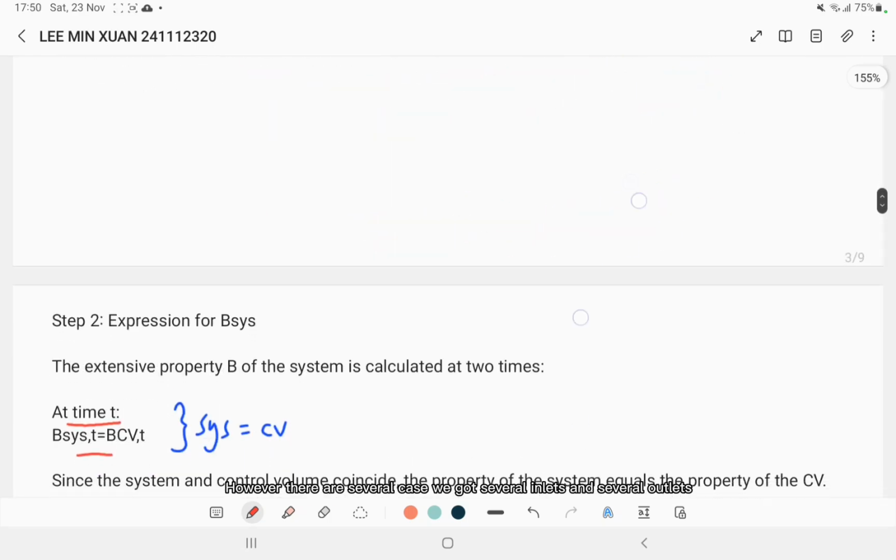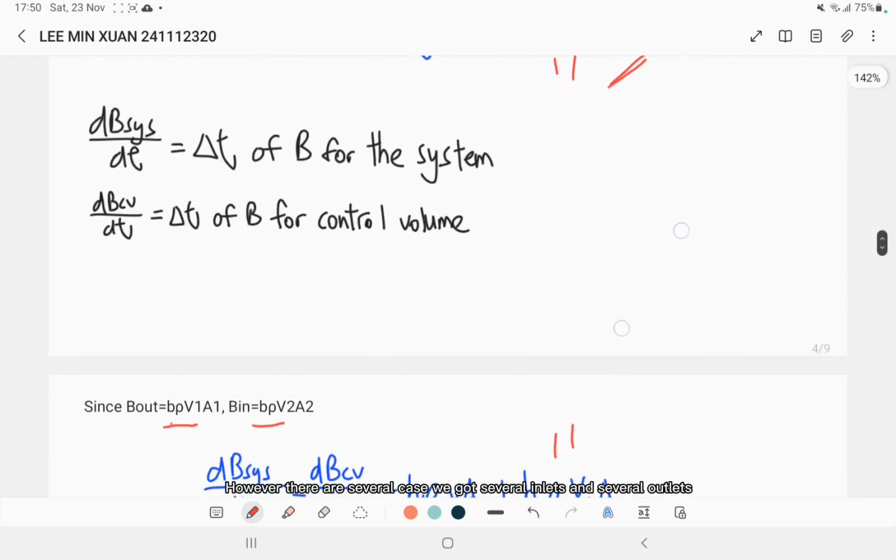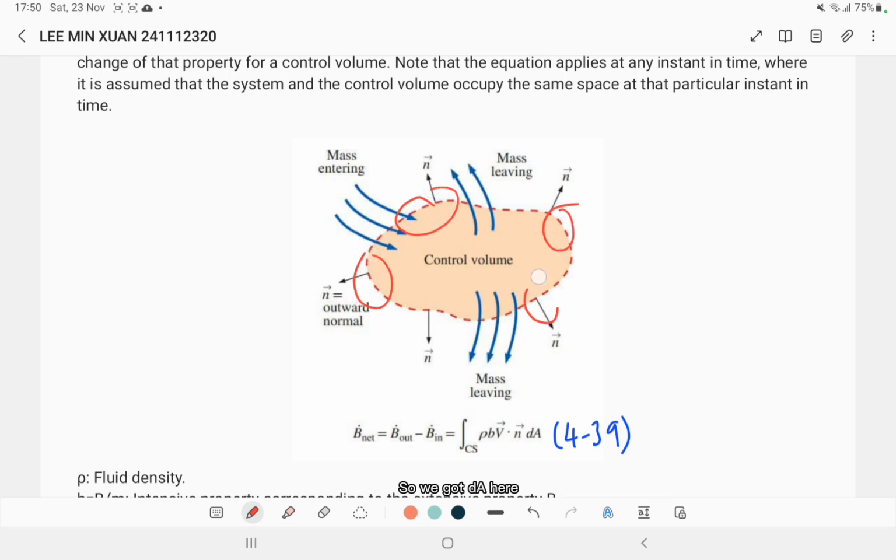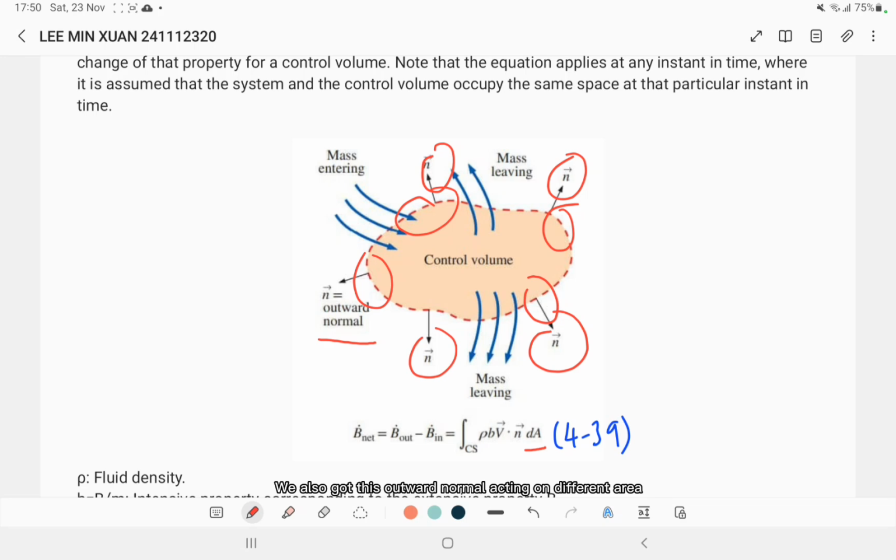However, there are several cases where we have several inlets and also outlets. Also, the velocity may not be uniform. To generalize the process, we consider a differential surface area, which means that we have a different area here. So we have dA here on the control surface, and n is the unit outward normal. We also have this outward normal acting on the differential surface.